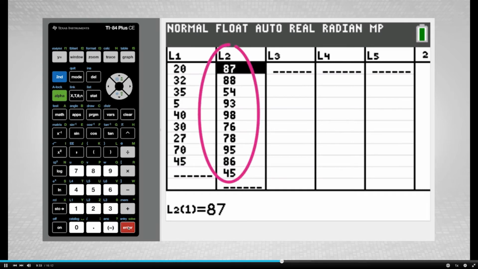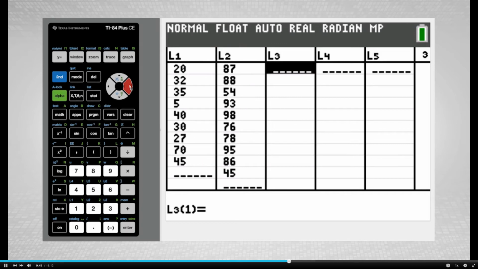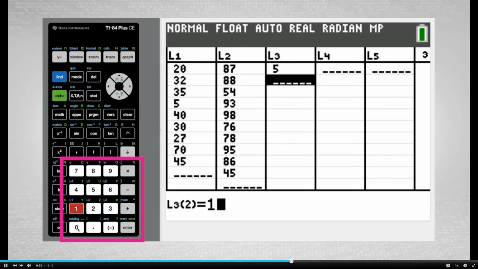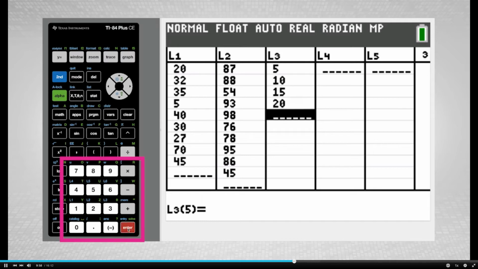I'll take the same data that we used in this example and put it into the calculator. I already have data in list 1 and list 2. I'm not sure if I'll need that later, so I'll just use list 3. I'll put in my data, 5, 10, 15, 20, and 30.